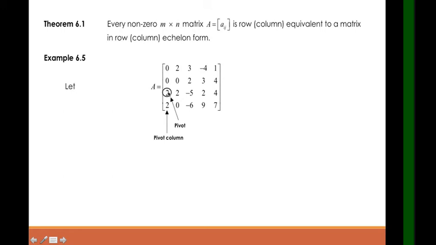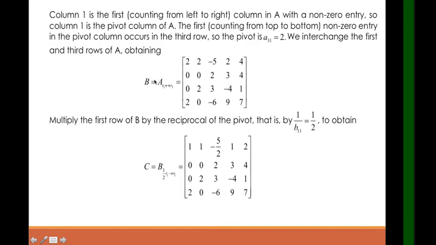So we will move it up. To make that happen, we need to do the type 1 operation, interchanging the first row and the third row. So, we interchange R sub 1 and R sub 3. R sub 1 goes here: 0, 2, 3, negative 4, and 1. And R sub 3 goes to the top: 2, 2, negative 5, 2, and 4. That will become equivalent to B.